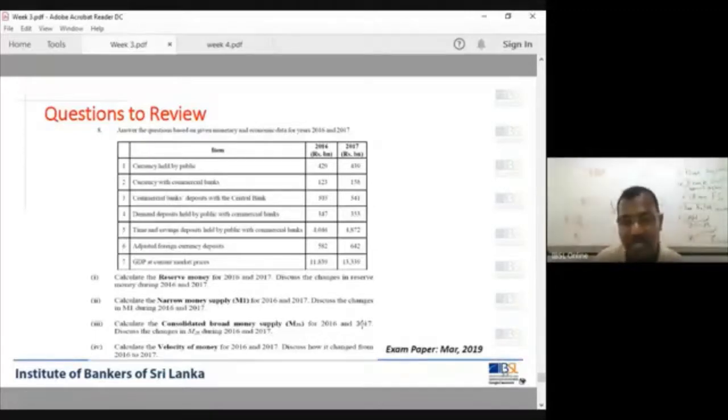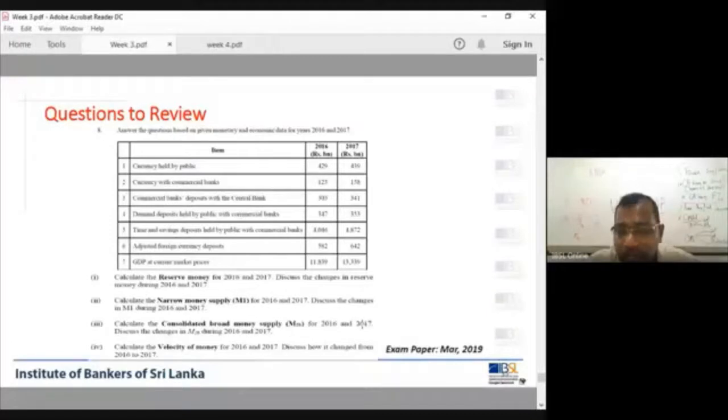How about velocity? Velocity I define, it is the circulation speed of money. Money multiplier is multiples or creation ability of money. Velocity is circulation. What is the circulation value for these 2 years, 2016 and 2017? The equation, I hope you remember, it's very straightforward. You divide nominal GDP by broad money value.